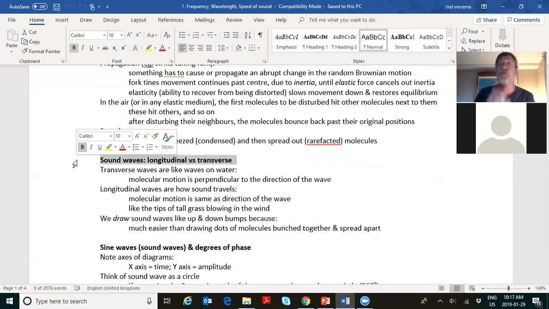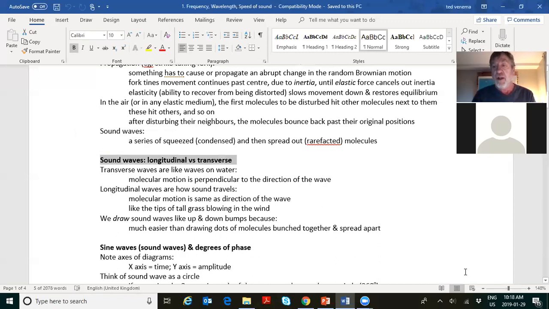The waves really do go up and down, and the direction of the wave is perpendicular to the up and down motion of the wave. That's water waves. We draw sound like water waves because it's easier. But sound really doesn't go up and down.